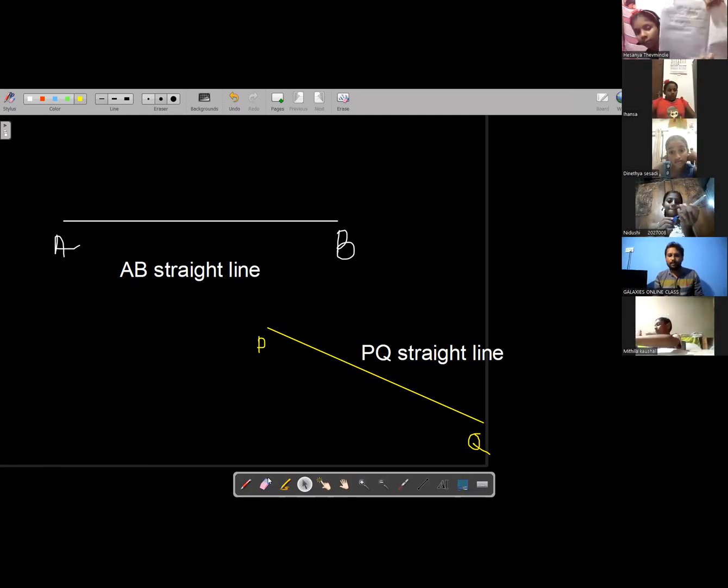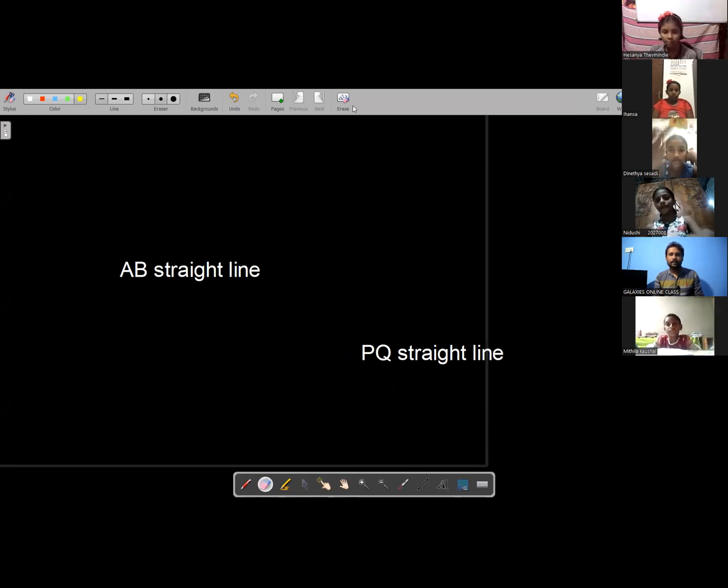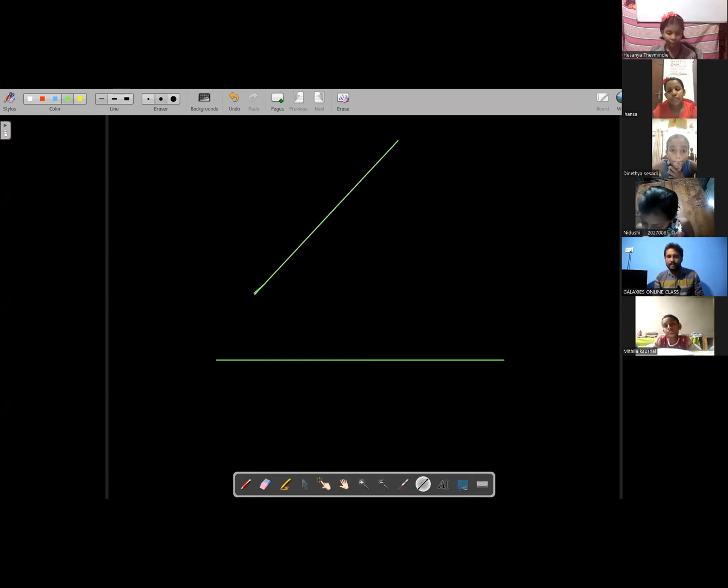Okay, now look at what I am going to do next. I'll clean the screen. Now look at the screen carefully. I will draw the straight line like that. Also I will draw another straight line. If you produce this one, produce means දික් කරනවා. If I also produce this line, then look at these two straight lines meeting at this point.